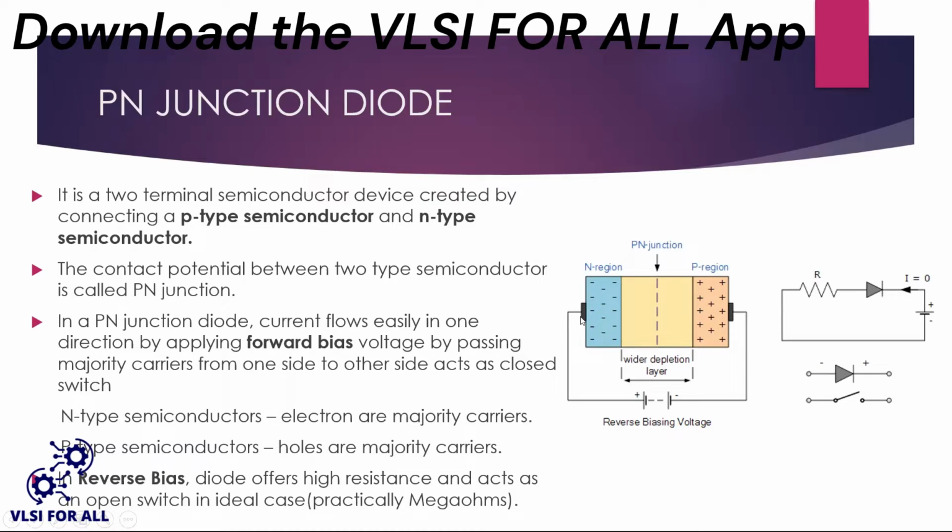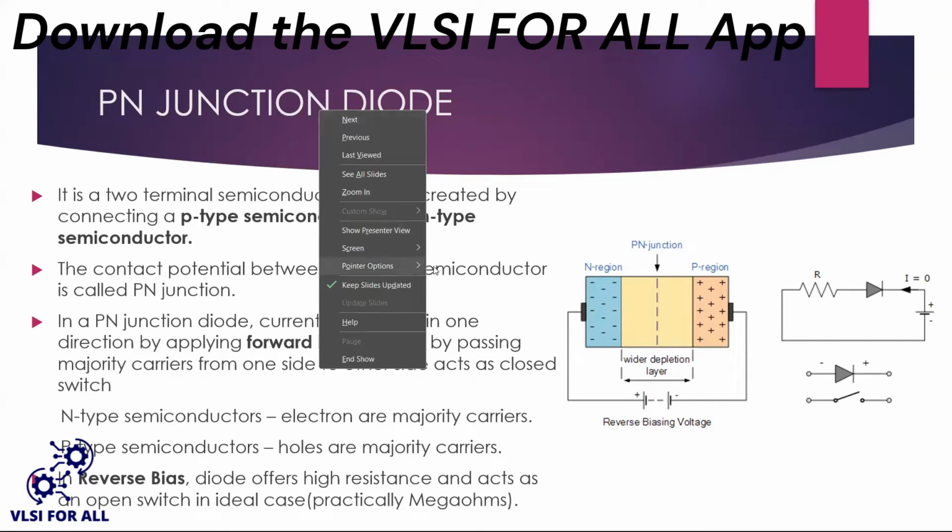So if we join those two semiconductors, the N-type semiconductor and the P-type semiconductor, a depletion region will be formed. You can see here in the yellow region. You can use paint also, a whiteboard paint you can also use.